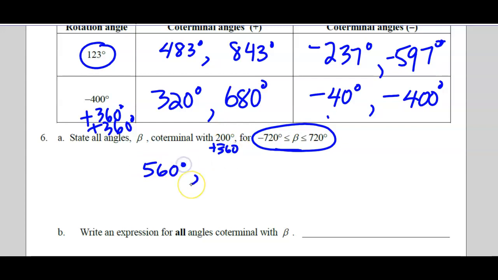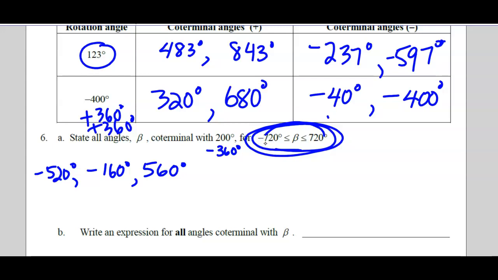If we add 360 again, it'll be too big. Okay, so you can go 200 minus 360. So that's going to be what? Negative 160. And then subtract 360 again from that. That will be negative 520. Subtract 360 again, won't fit into that interval. So there's 3 values there that fall into this interval of values.